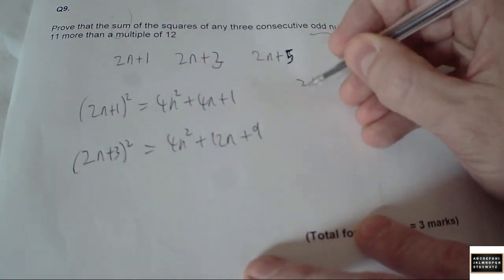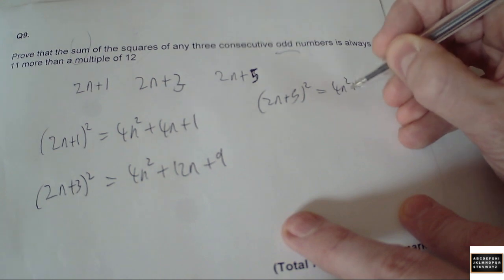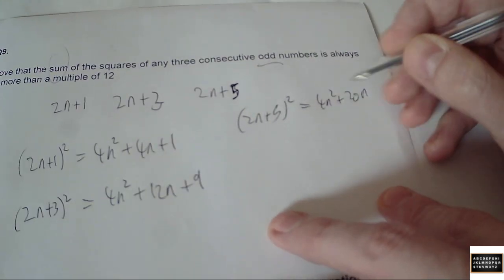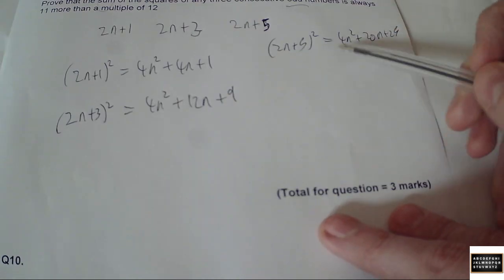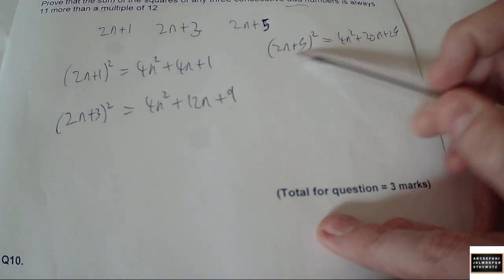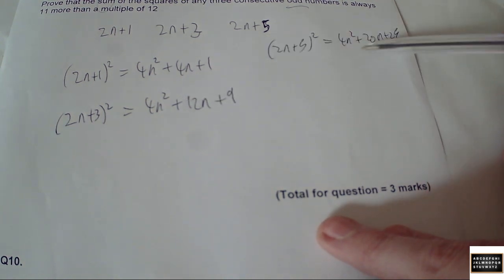And then 2n plus 5 all squared, plus 25, that's fine. I'm going to do a bit of checking because I rushed through that a little bit, to make sure it's all okay. I think it looks fine.